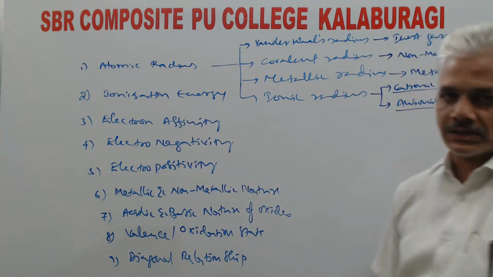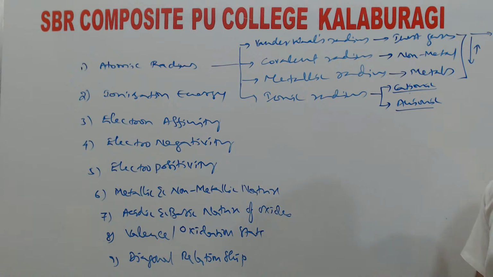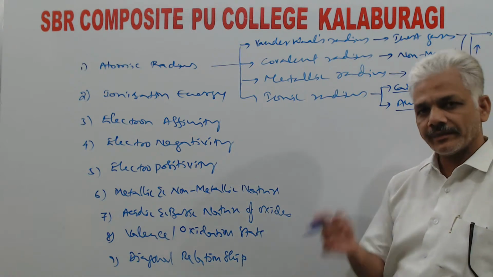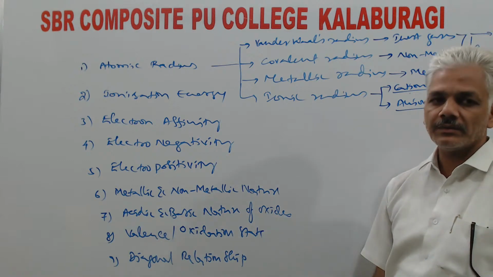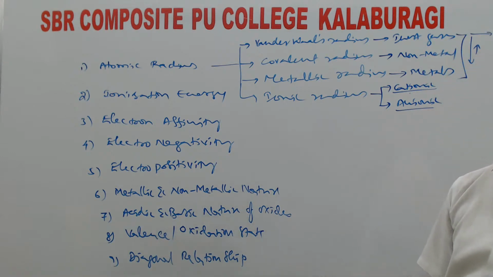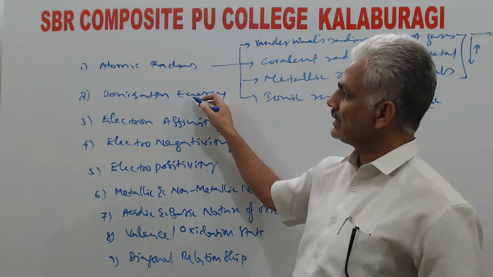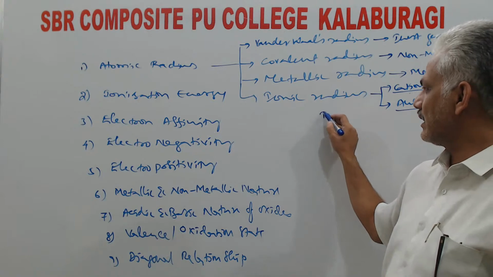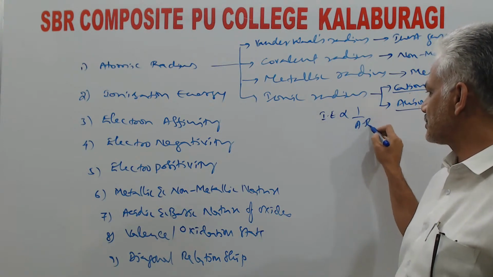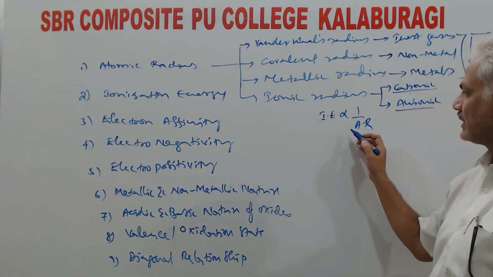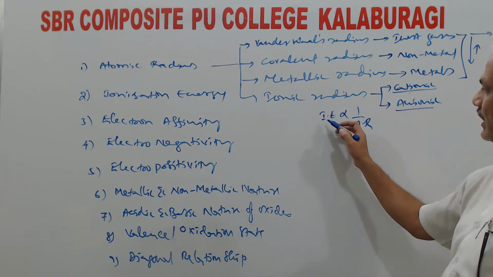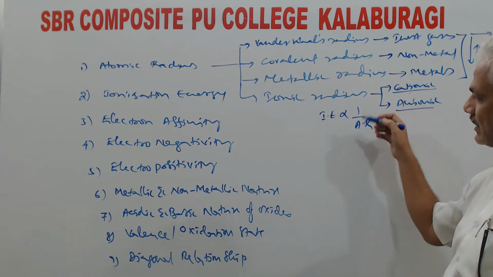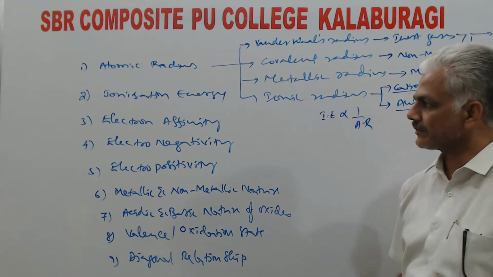Then ionization energy. Ionization energy is also known as ionization enthalpy as well as ionization potential. It is defined as the amount of energy required to take away the outermost electron from a neutral gaseous atom. Ionization energy is related to atomic radius, as ionization energy is inversely proportional to atomic radius. So, with increase in atomic radius, ionization energy decreases and vice versa. Therefore, along a period, ionization energy increases; down the group, ionization energy decreases.